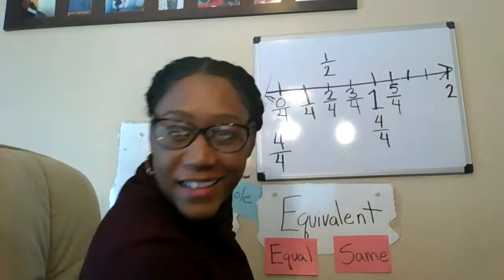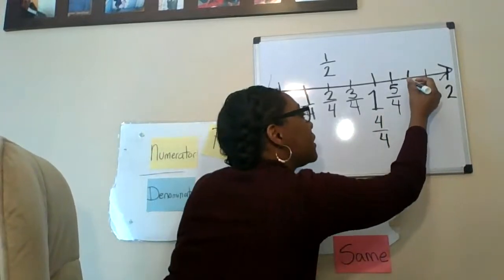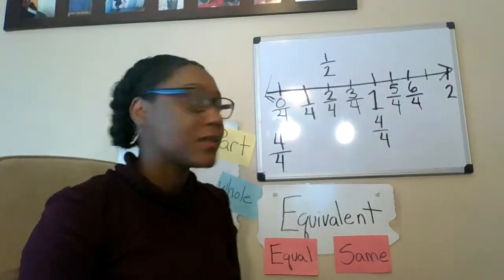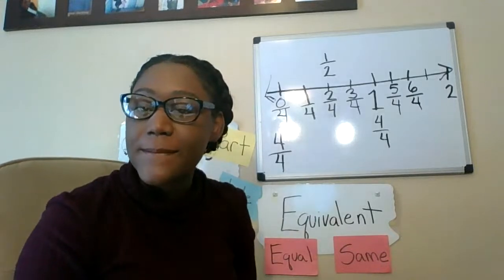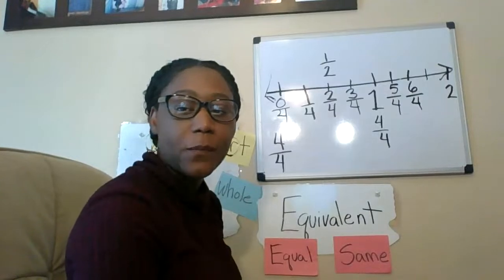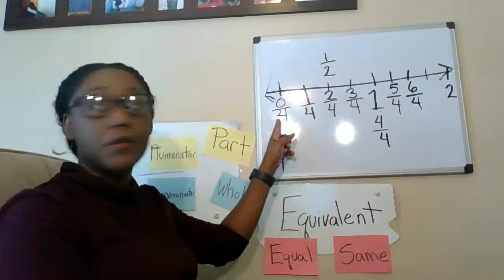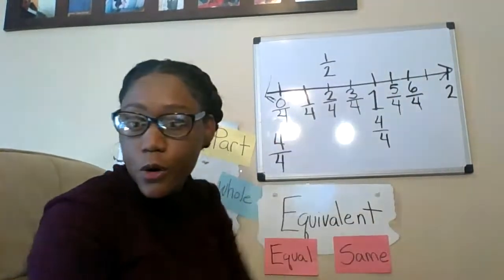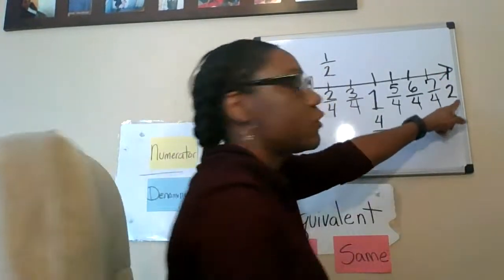There we go. Emily. Okay, 6 fourths. Emily has it. 6 fourths. What would be next? What's next coming after 6 fourths? 0 fourths, 1 fourth, 2 fourths, 3 fourths, 4 fourths, 5 fourths, 6 fourths. Yep. 7 fourths.